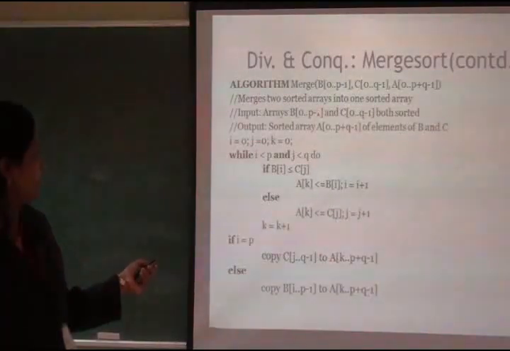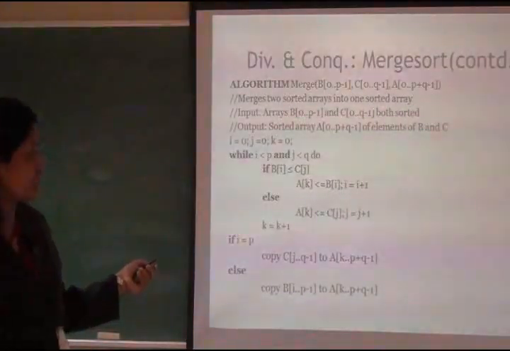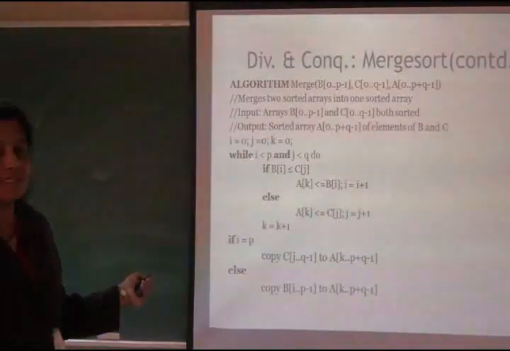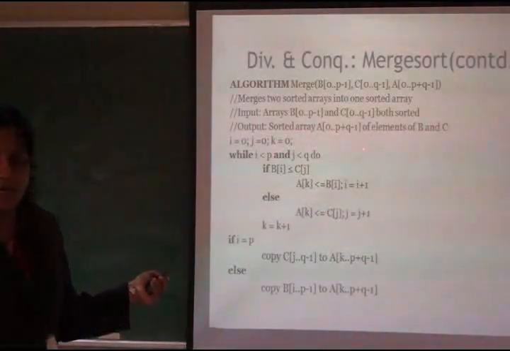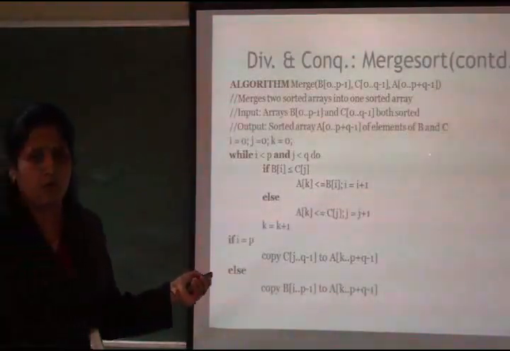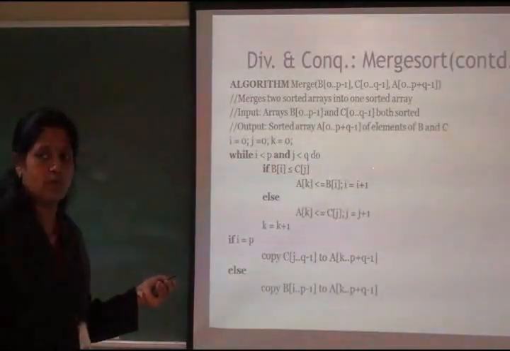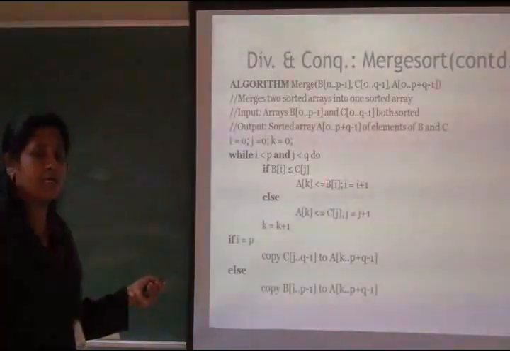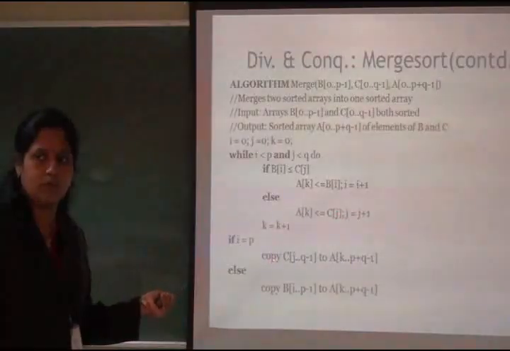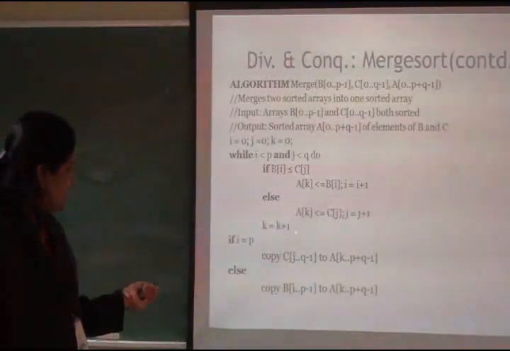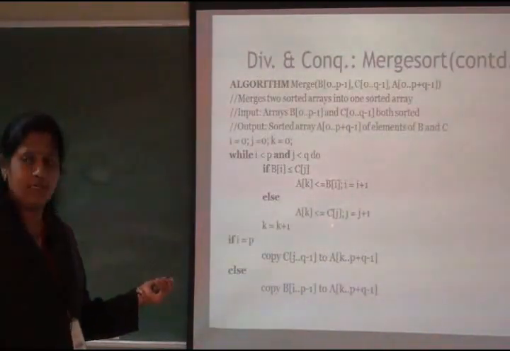Here the length of array B is P and the length of array C is Q. Sorry, this is B, this is C, and I equal to 0. These are the index variables: I for array B, J for array C, and K for array A, because A is the output array. So while I is less than P, the length of the first array, and J is less than Q, do: if B of I is less than or equal to C of J, it compares B and C. Whichever is less will be moved to the output array, else automatically the second array will have the lesser value, so that will be moved to A of K.